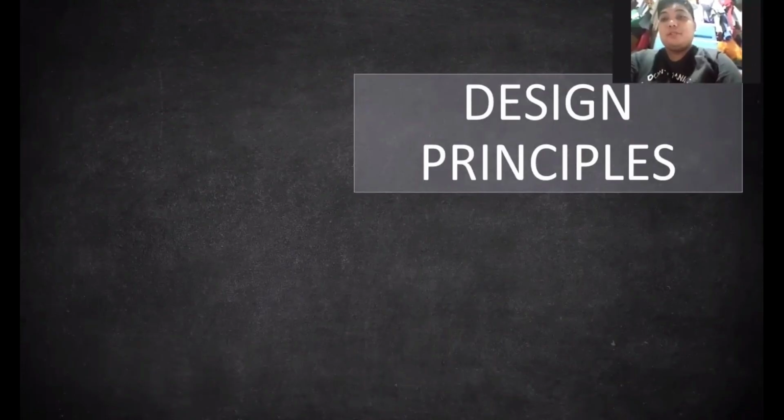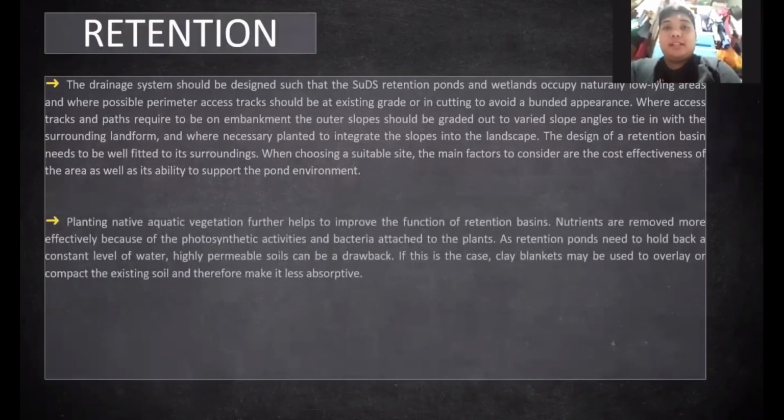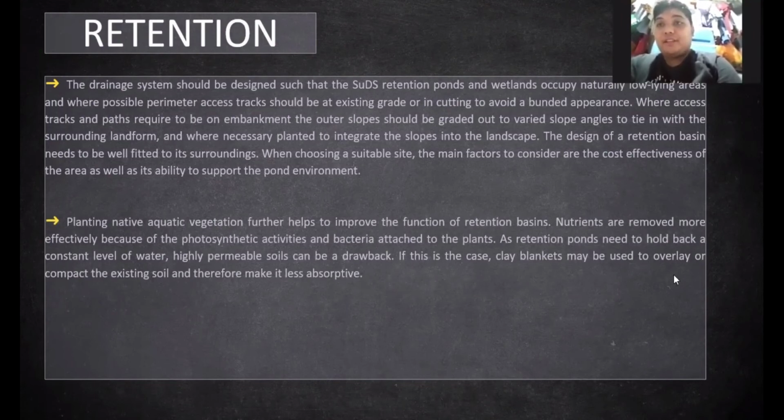Design principles. Retention. The drainage system should be designed such that the SUDS retention ponds and wetlands occupy naturally low-lying areas, and where possible, perimeter access tracks should be at existing grade or in cutting to avoid a banded appearance. Where access tracks and paths are required to be on embankment, the outer slope should be graded out to gentle slope angles to tie in with the surrounding landform, and where necessary planted to integrate the slopes into the landscape.